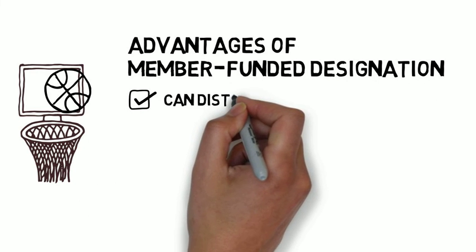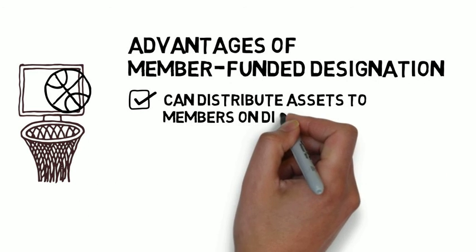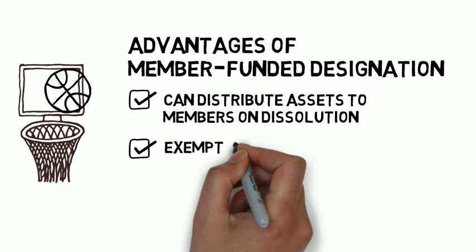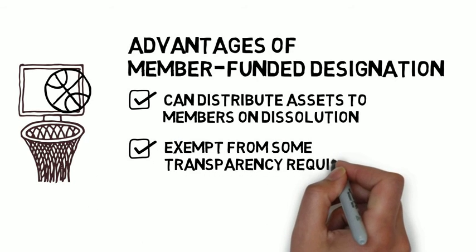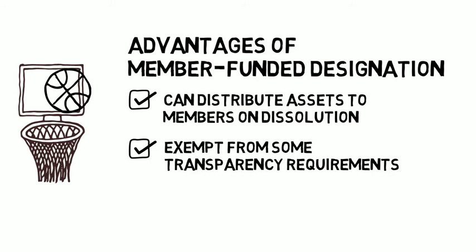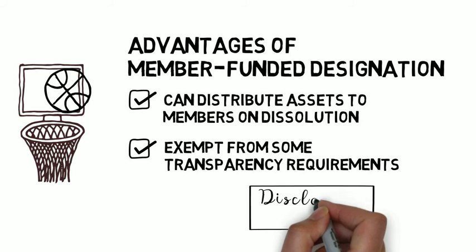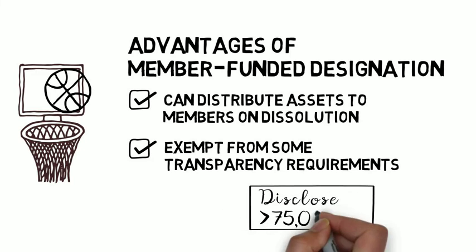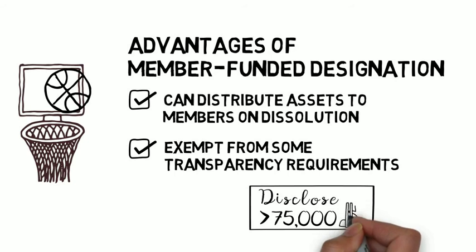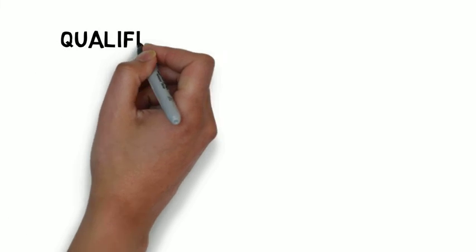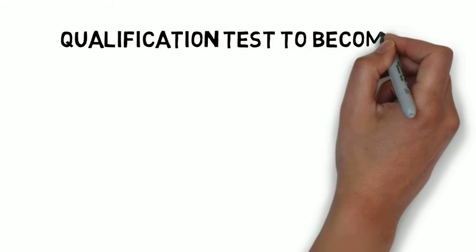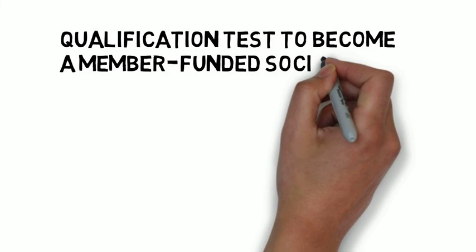A member-funded society can distribute the society's assets to members on dissolution, and is exempt from some transparency provisions, such as a new requirement that societies must disclose salaries of directors, as well as any employees or contractors earning over $75,000. To become a member-funded society, you must meet a qualification test and get the approval of your members in a special resolution. The qualification test has two parts.